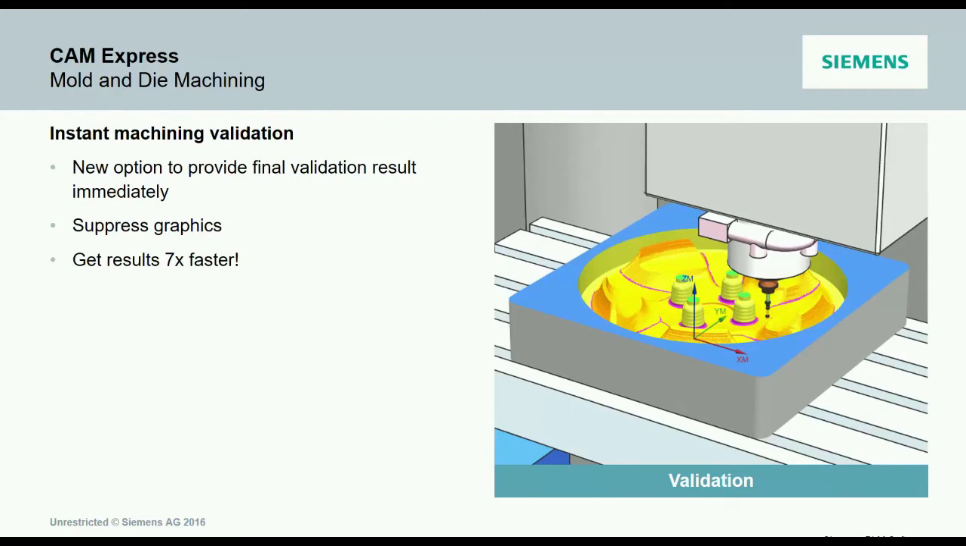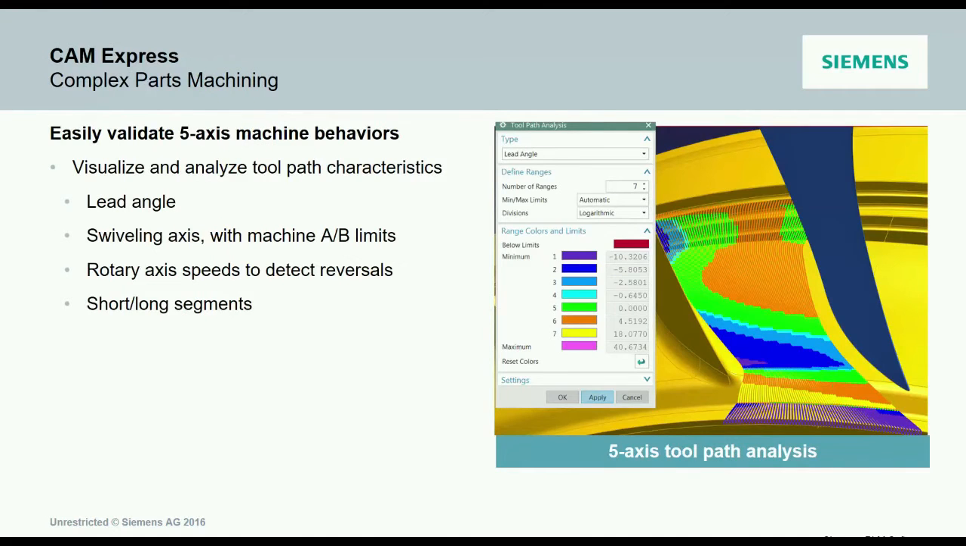The integrated simulation and verification side of CAM Express has been enhanced to allow us to immediately validate our results by suppressing the graphics, which allows us to generate our results up to 7 times faster. We can easily validate 5-axis machining behaviors. We can visualize and use tools to analyze toolpath characteristics to see things like lead angle, swiveling axis with machines that have A and B limitations, rotary axis speeds to detect reversals, and also see short and long segments.